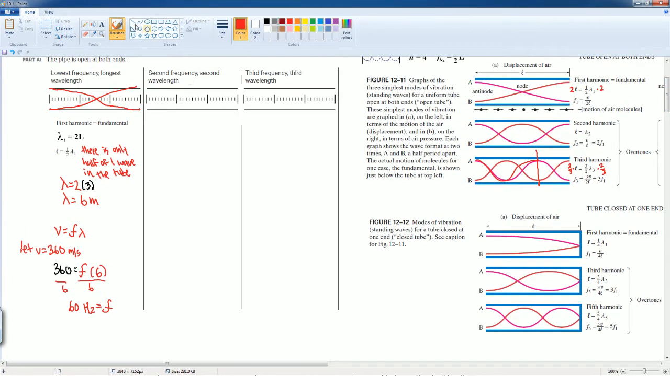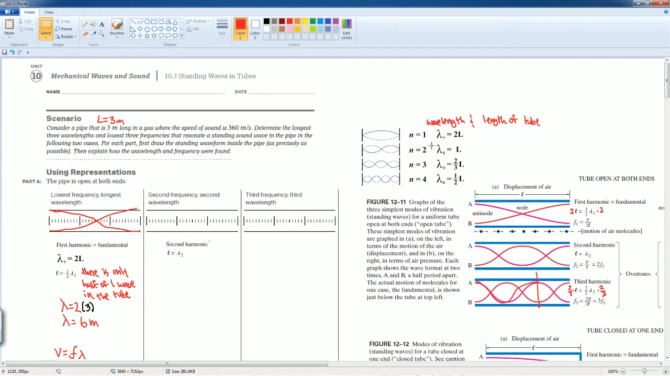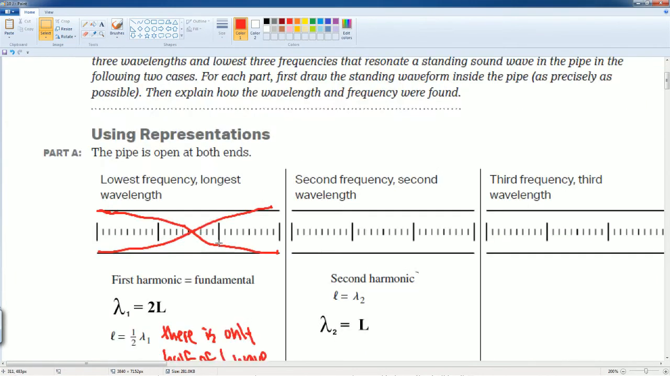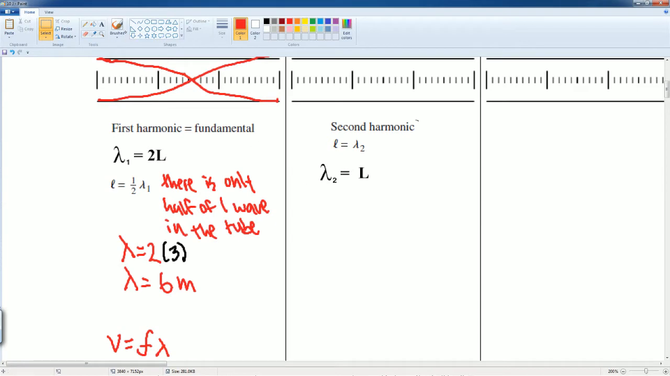So the second, this is called the second harmonic. All right. And for the second harmonic, we know that lambda is just equal to L, because there is one complete wave. I can write it here because there is one complete wave. Okay, this is the second harmonic.